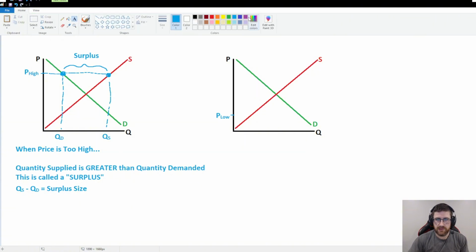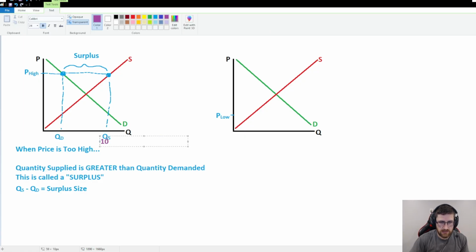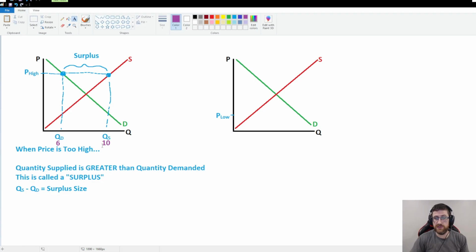So for example, let's say I picked quantity supplied to be 10, and I picked quantity demanded to be 6. Well, then the surplus would be just the difference between those two. So we do 10 minus 6 is 4. The surplus would be 4. It's the size of the gap between the two, right?